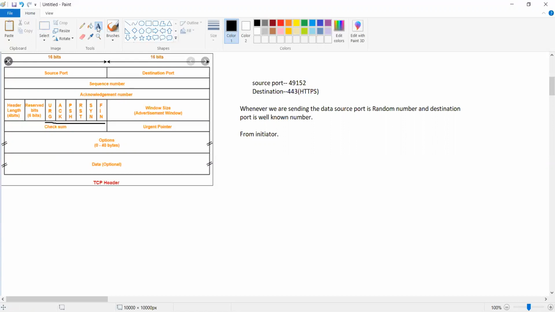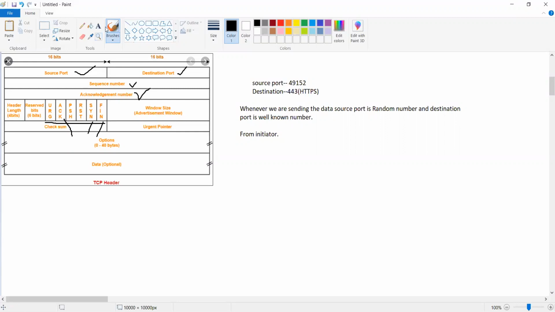Now, you know what is sequence number, right? We are done with this. You know what is acknowledgement number as well. Now you know source port and destination port. Now, you know what is SYN flag. You know what is acknowledgement. You know what is FIN. You need to understand what is reset, push, and urgent.